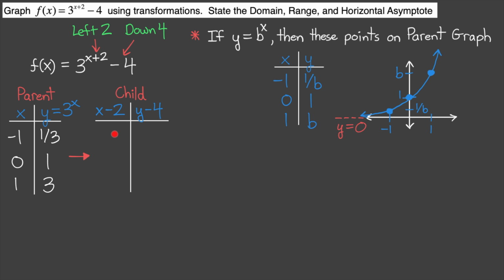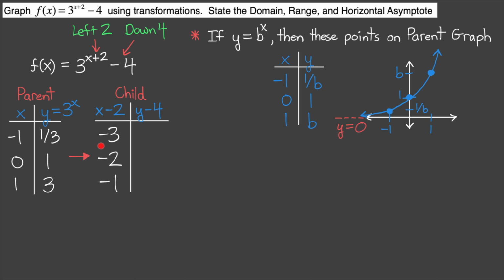All right, so now we write down our points based on our parent graph. So let's do the x's first. So we're going to take each of these x values and subtract 2. So negative 1 minus 2 is minus 3. And then we have 0 minus 2, which is minus 2. And lastly, we have 1 minus 2, which is negative 1.